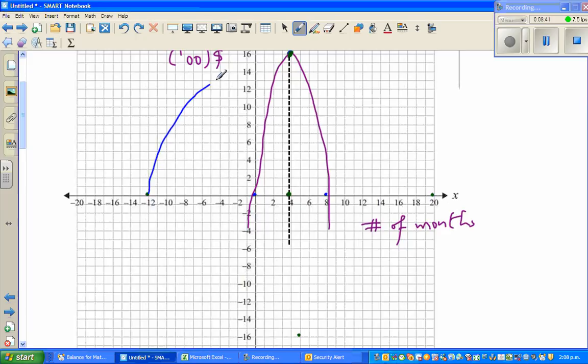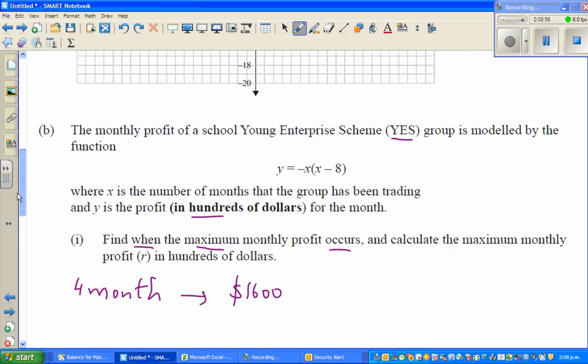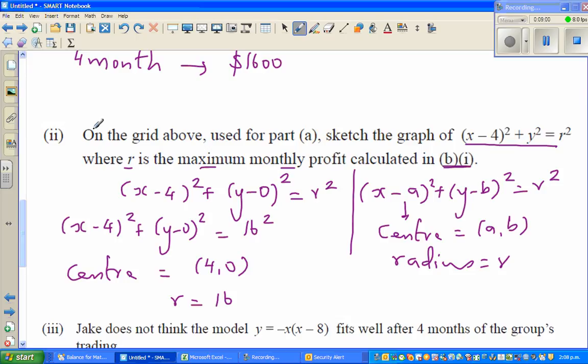So this is a circle. Okay, I think this is much better than the last one. Okay, so this is a circle. Okay, that's much better. Yeah, okay. So we have done this question now.